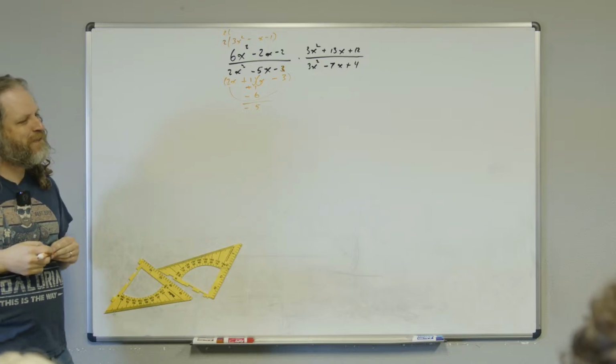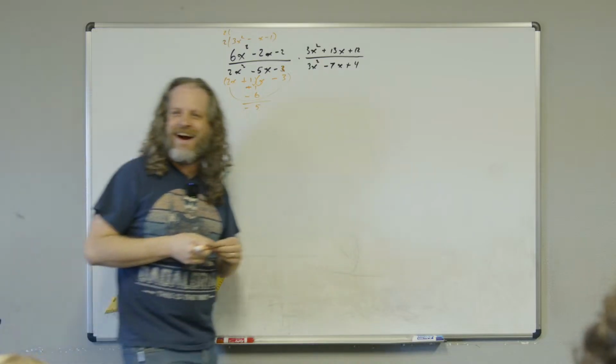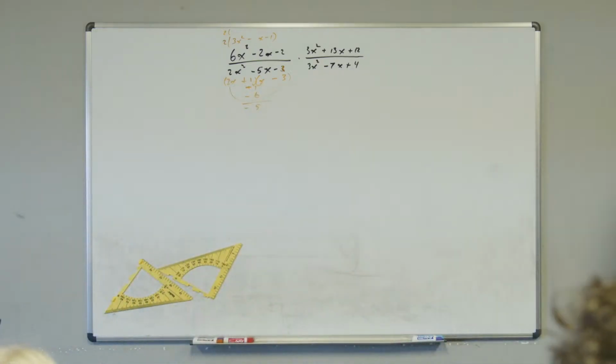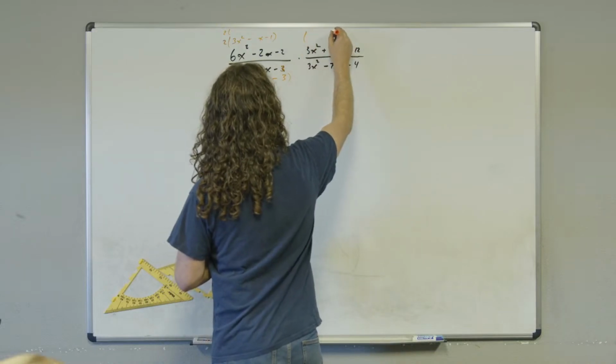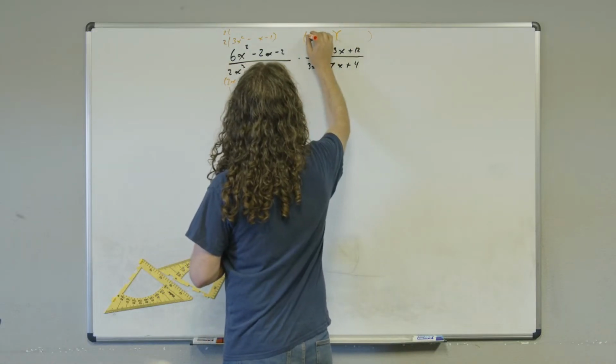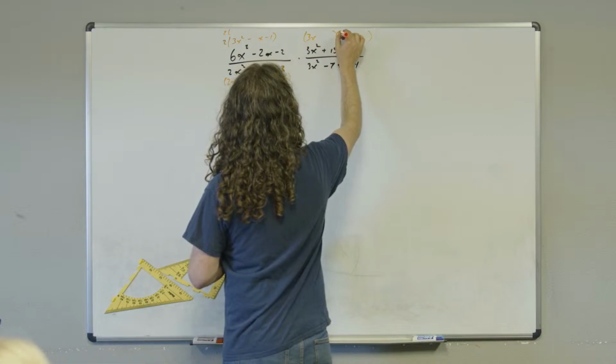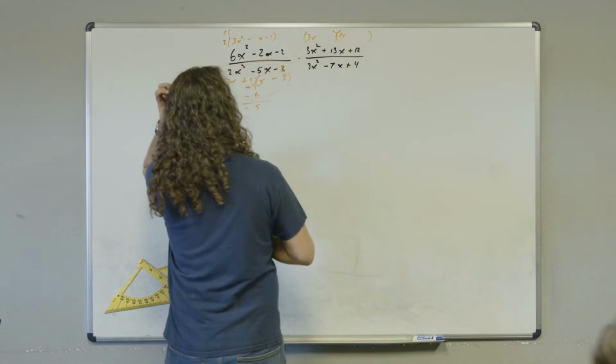Some of y'all are making grumbly faces like, oh my gosh, I knew that. Why did I make that mistake? It's okay. It's okay. I also made other ones. Okay. How about 3x and x? And then what?